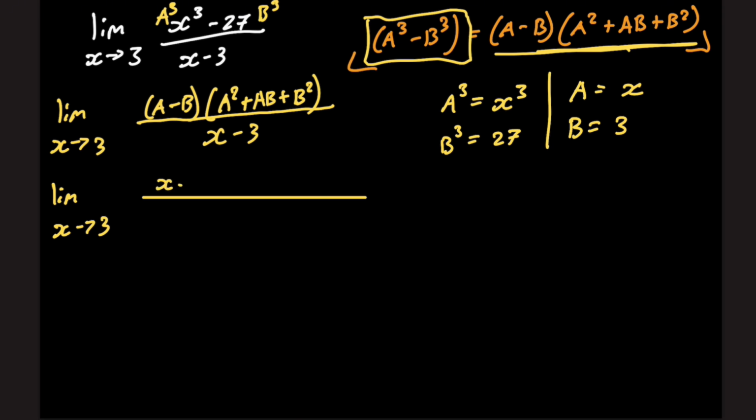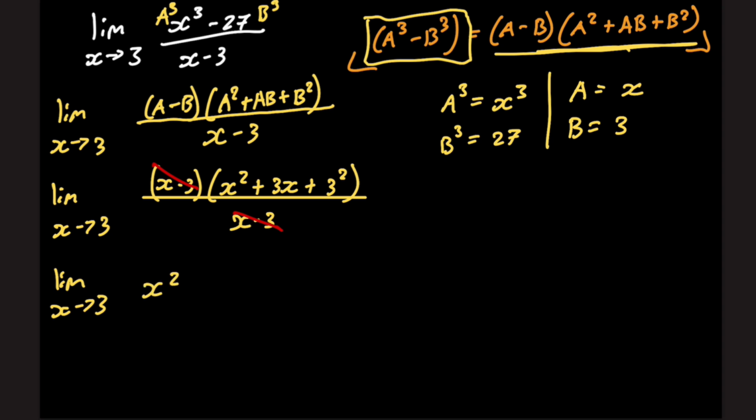So it's x minus 3 times x squared plus 3x plus 3 squared, over x minus 3. And again, we see some terms that we can cancel out. Let's write the limit as x approaches 3. We no longer have a fraction, so now it's just x squared plus 3x plus 3 squared.